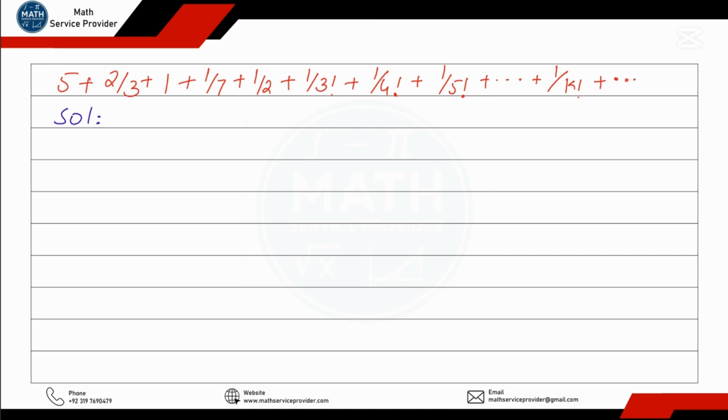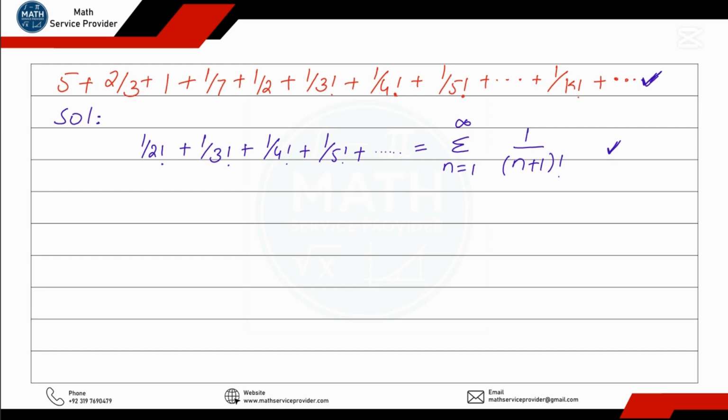So I am going to consider this series as 1 by 2 factorial plus 1 by 3 factorial plus 1 by 4 factorial plus 1 by 5 factorial plus so on. This series we can write in this way also: summation from n equals 1 to infinity of 1 upon (n plus 1) factorial. So if this series is convergent, then our original series will also be convergent. If this series is divergent, then our original series will also be divergent.